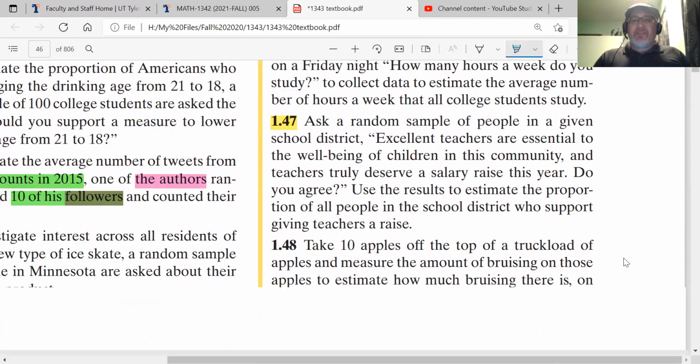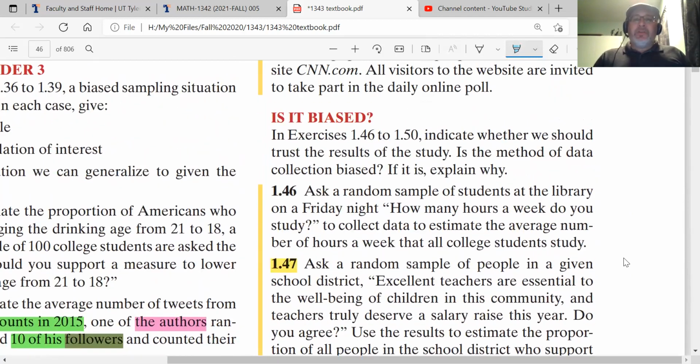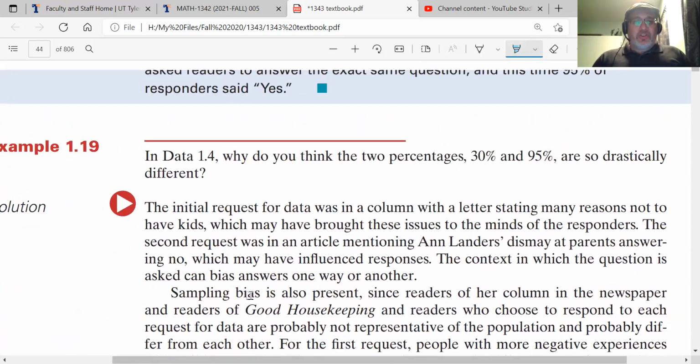All right, last couple of questions, I believe. Is it biased? Indicate whether we should trust the results of the study. Is the method of data collection biased? Explain why. We didn't actually define biased, so if you give me a second, I'll swing back up here to show you what it is.